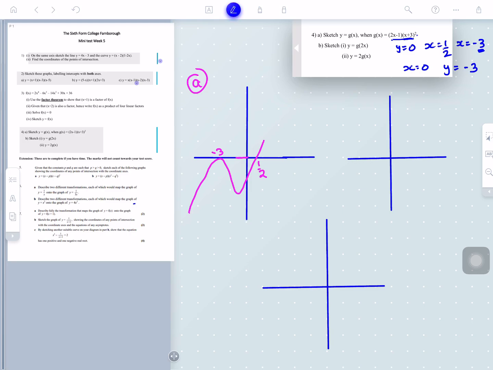Now for part B, we need to sketch g(2x), which is a stretch in the x-axis, scale factor a half. So it's only going to affect the x coordinates of this graph. That is negative 3. So scale factor a half, all the x coordinates are going to halve, so the shape is not going to change. The shape stays the same, so that's going to be halved.